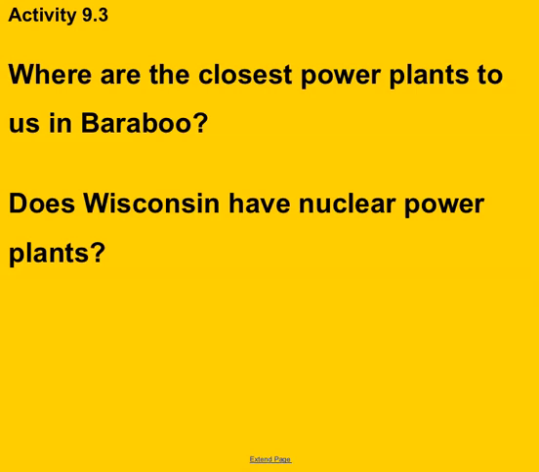Now, when you start to think of power plants, what type of power plant are you thinking of? Because there's a couple different answers to this. When we talk about large scale power plants that produce a lot of power, we've got one of the larger power plants in Wisconsin located pretty close to Baraboo in Portage. It's called the Columbia Power Station or Columbia Power Plant.